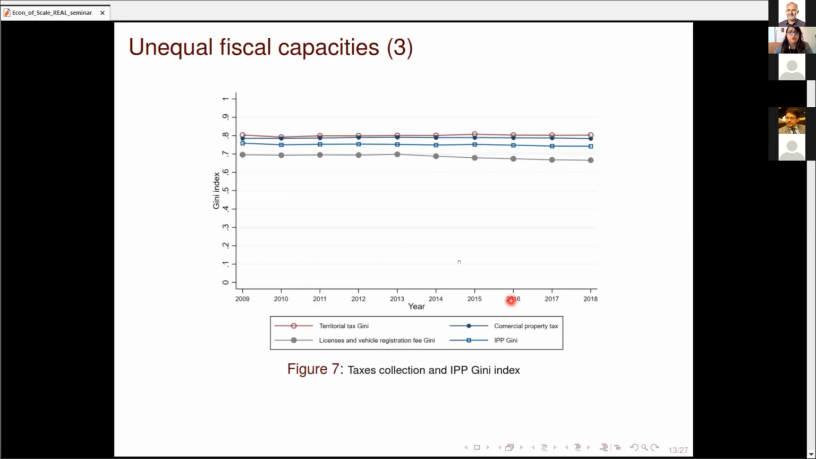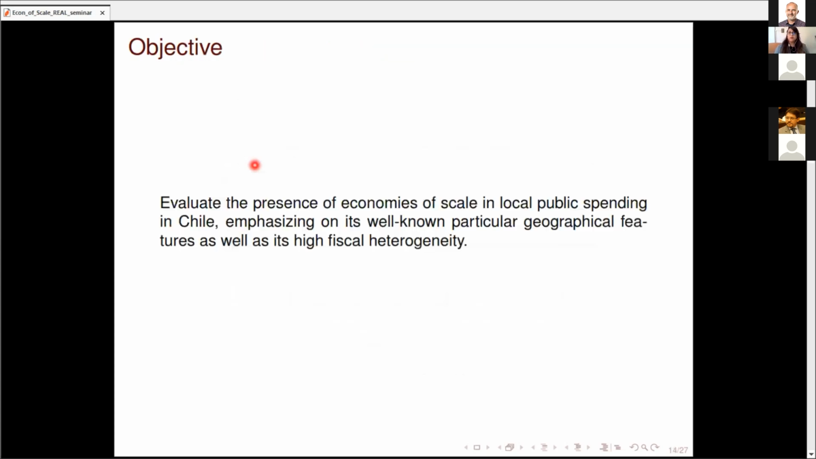To exemplify this, we have created a Gini index, where let us remember that the higher the index, the higher the inequality. We can observe that in fact there is a great inequality in the collection of funds, whichever the source we analyze. This means that this inequality can affect the spending level of the municipalities and also the achievement of economies of scale. So taking all this context into consideration, the objective of the paper I'm presenting today is to evaluate the presence of economies of scale in local public spending in Chile, emphasizing its well-known particular geographical features, as well as the high fiscal heterogeneity that we just talked about.